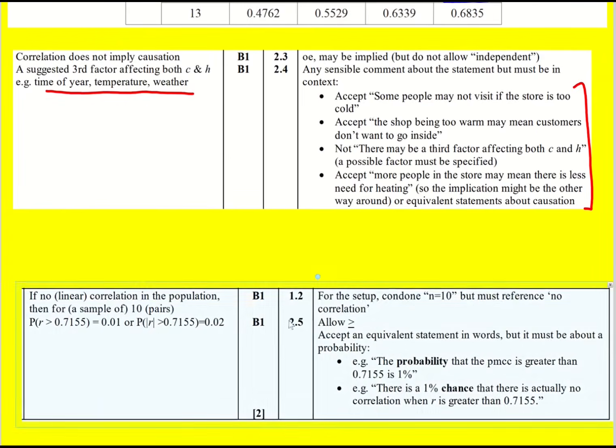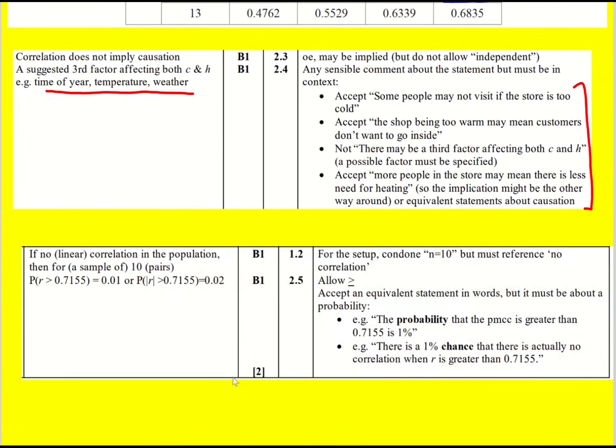I'll just write down what the mark scheme says. If no linear correlation in the population, then for a sample of 10 pairs, the probability that R is greater than 0.7155 is 0.01. So that's the chance of rejecting H0 when actually there was no correlation overall. Or you could refer to the two-tailed test here. So you have to roll with it and decide whether you've done enough if you have tried this question.